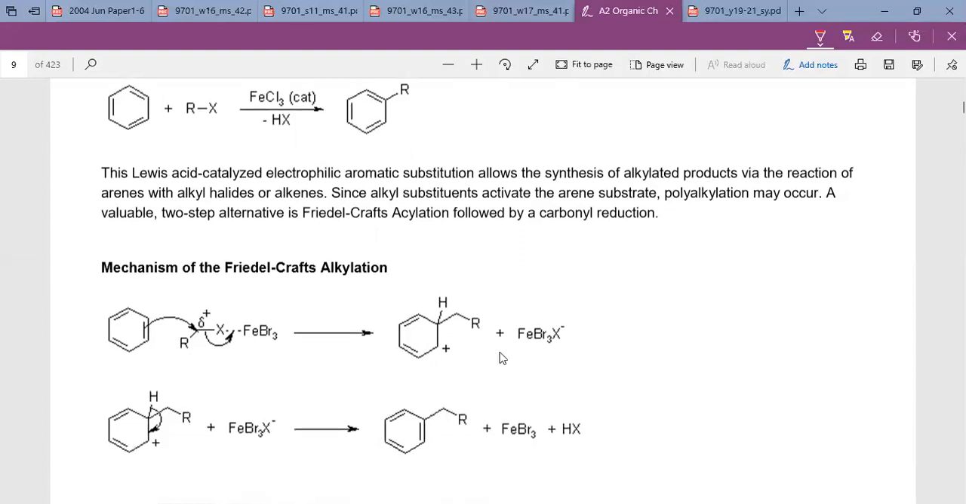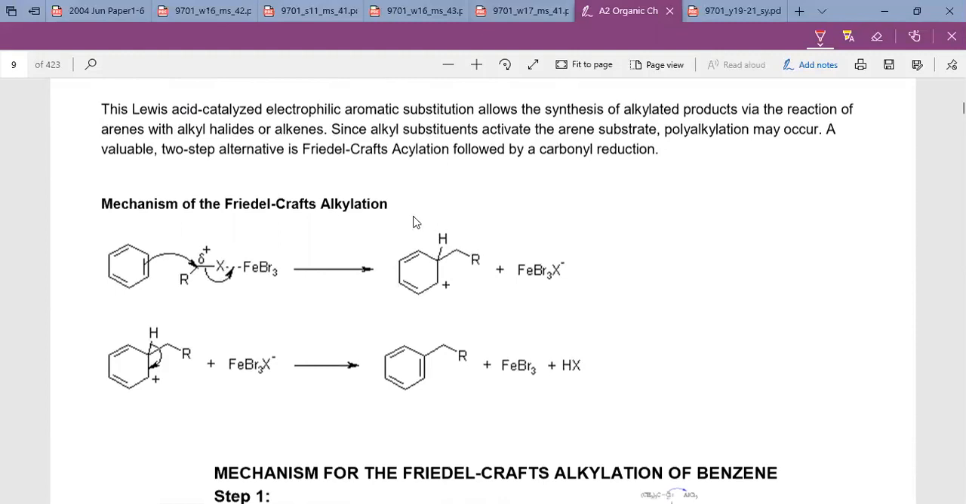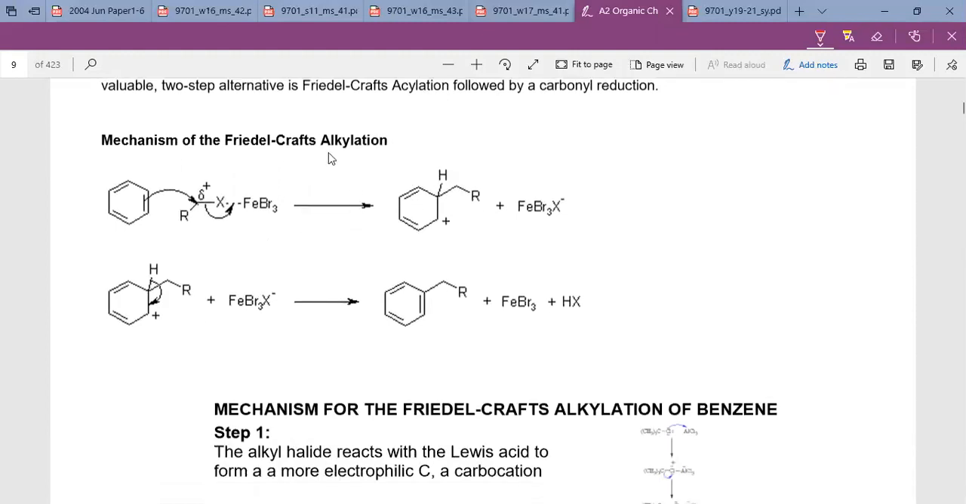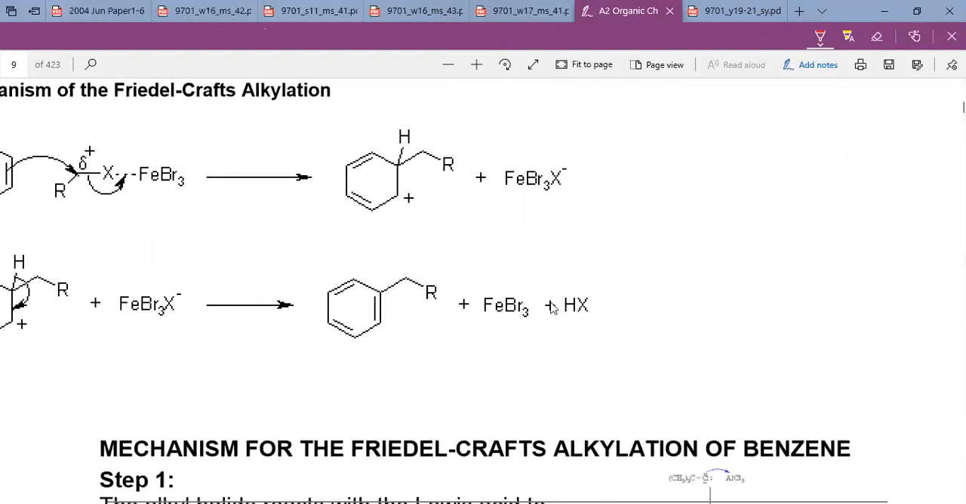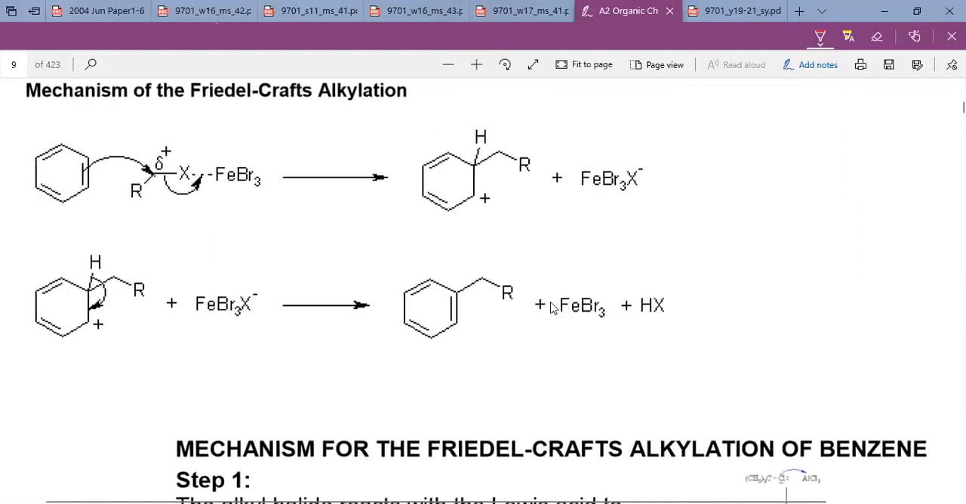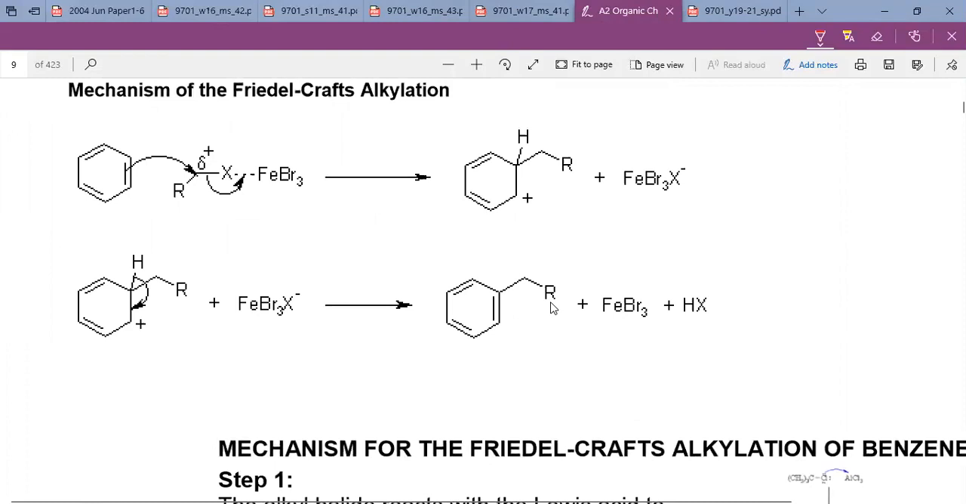Now, very simple. This is alkylation. Okay, alkylation. That means I want to go from here to here. Now, if you look at it, this is the final product. I want to make this here.